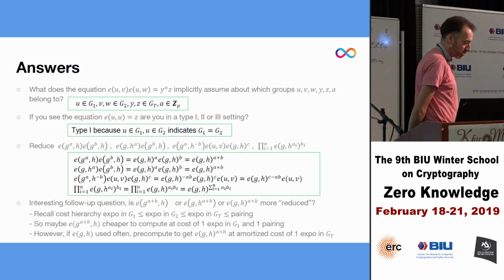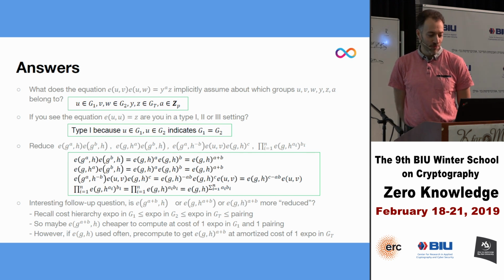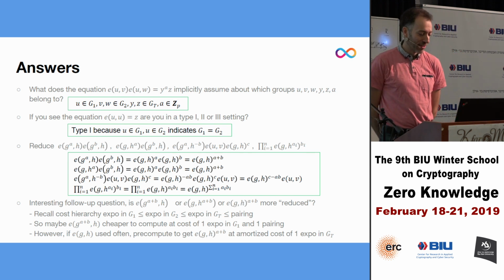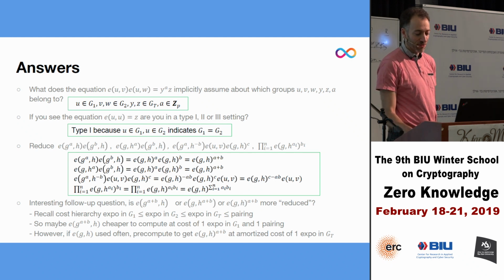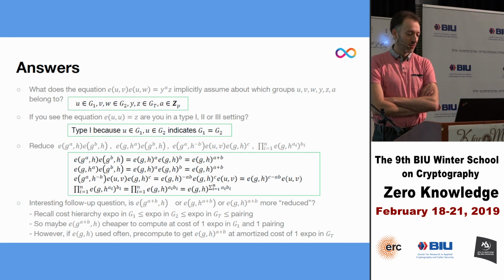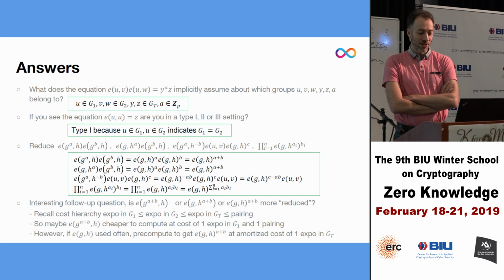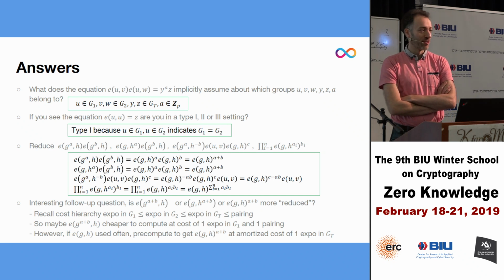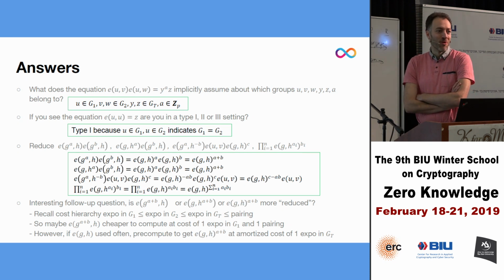Now, once you've done all these reductions, they look nice mathematically, but you could ask from a computational point of view, which one is the more reduced version of these, right? Because the pairing of GH to the A plus B is the same as the pairing of G to the A plus B with H, or the pairing of G with H to the A plus B. And you can ask which one of these is the more reduced one.